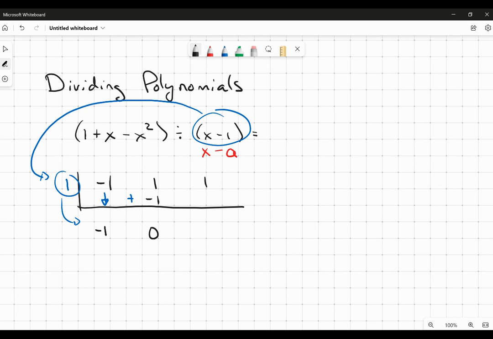And then I do it again here. I'm going to take that 1, multiply it by that 0, and put a 0 there. And then once again, I add. And when you add, we're going to get 1 there. So now I've finished all my little columns of numbers. Remember, this represents my remainder, and this represents my quotient.